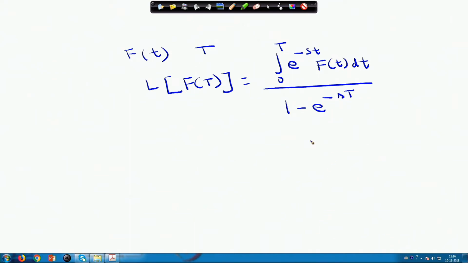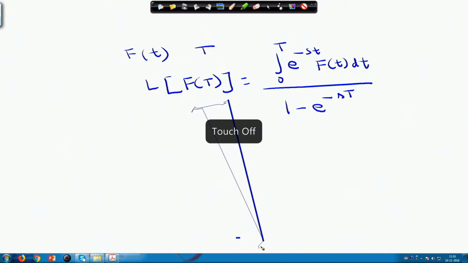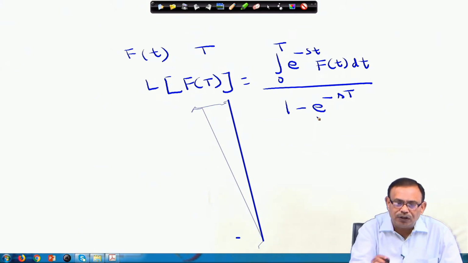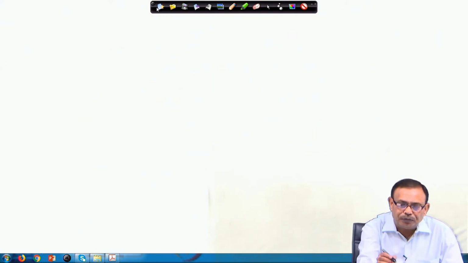So, if f(t) is a periodic function with period capital T, the Laplace transform of f(t) equals the integral from 0 to T of e^(-st) f(t) dt divided by 1 minus e^(-sT). We did one or two examples in the last class. Today, let us continue with some more examples of various types of periodic functions, and then we will go to the Laplace transform of some very useful special functions.